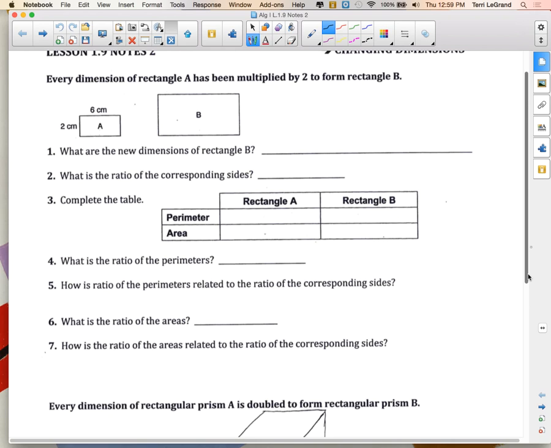So if every dimension of rectangle A has been multiplied by 2 to form rectangle B, what's the scale factor in this one? 2, yeah. This right here, when it tells us it was multiplied by 2, that's the scale factor. There's our scale factor right there.